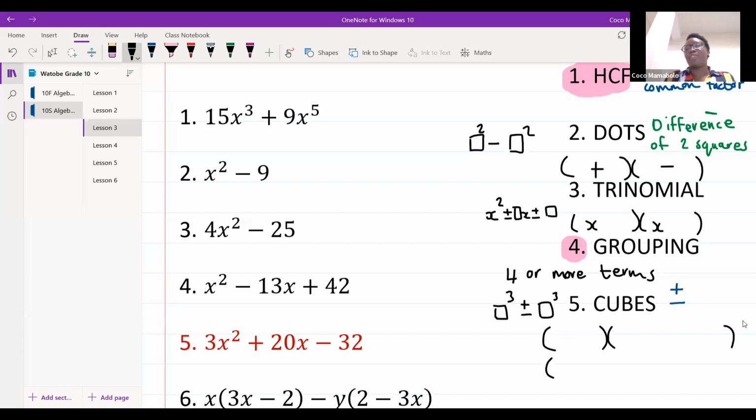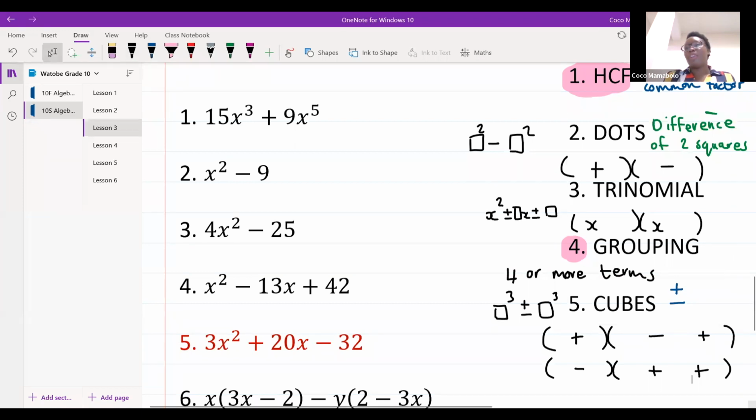Okay, now here's what's going to happen. If my cube is a plus over here, in my other bracket I'm going to have a minus and a plus. If my cube is a minus over here, in my other bracket I'm going to have a plus and a plus. And that's how it works every single time. You can never go wrong with this formula.